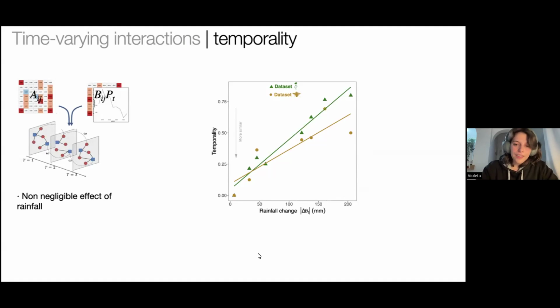There are some effects. Here in the x-axis, I have plotted the rainfall change from year to year, and the temporality measures how similar the networks are. So if it's very high, it means the networks are very different. Even though this result is pretty obvious, it's very important to check it at the beginning. So the more rainfall change, the more different the networks are.